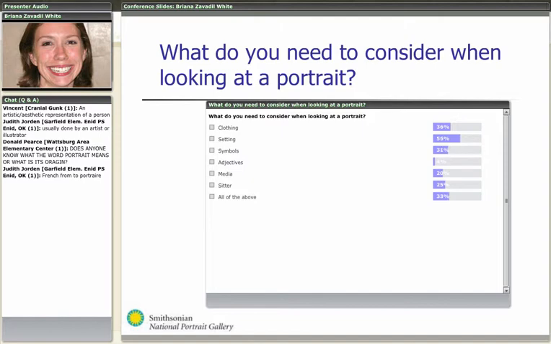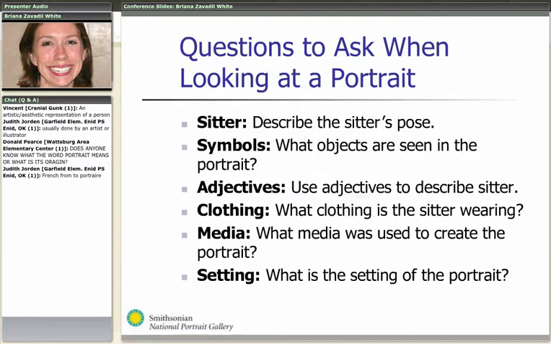And Jonathan, if you could take us to the next slide. You bet. I did just want to put up here as a point of reference what kind of questions you would ask related to these various topics when looking at a portrait. So your sitter, again, the person in the portrait, you're describing the sitter's pose here. Again, this is looking. This is not interpreting. This is not analyzing yet. So we don't actually want to know who the sitter is yet.